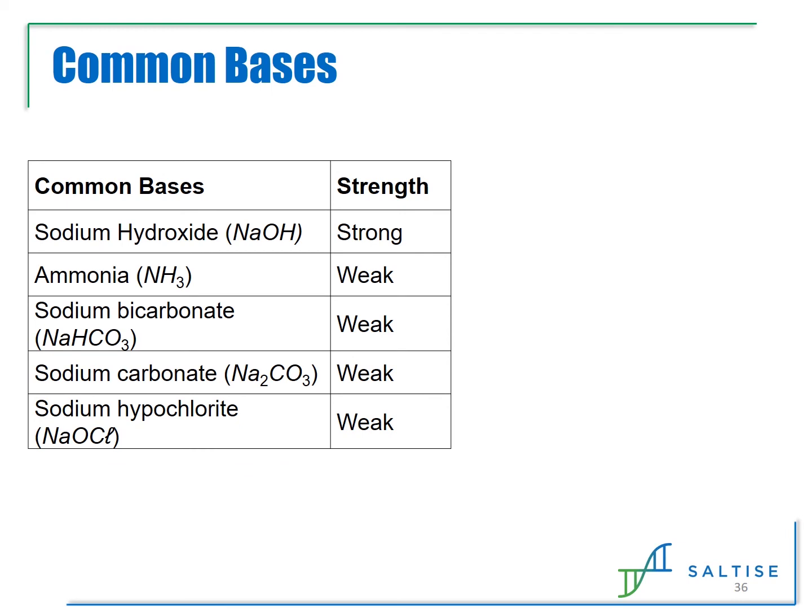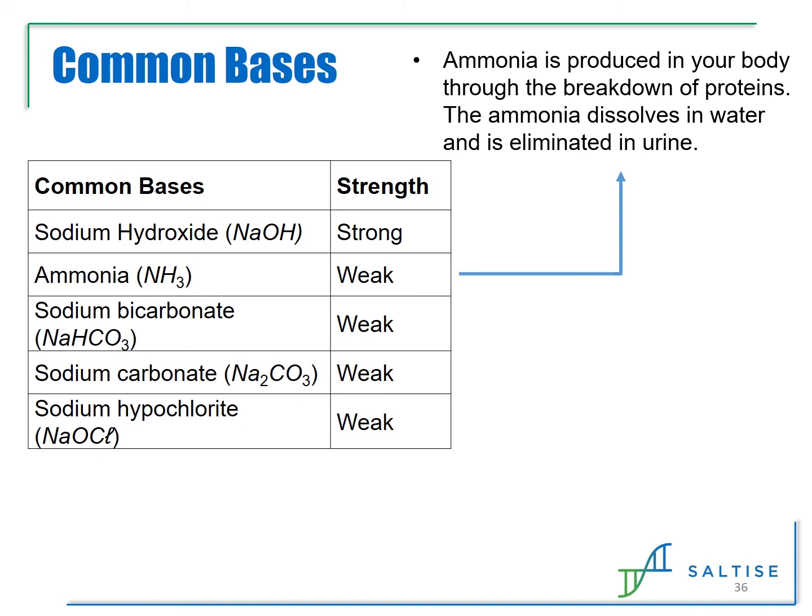Some common bases you may come across are listed here. Ammonia is considered a weak base, where the lone pair of electrons on the nitrogen atoms on some of the molecules will react with the hydrogen ions in solution. The result is fewer hydrogen ions in the body. Ammonia is actually produced in the body when proteins are broken down, for example, when you're exercising. It's considered a waste product that will dissolve in water and then be eliminated in the urine.